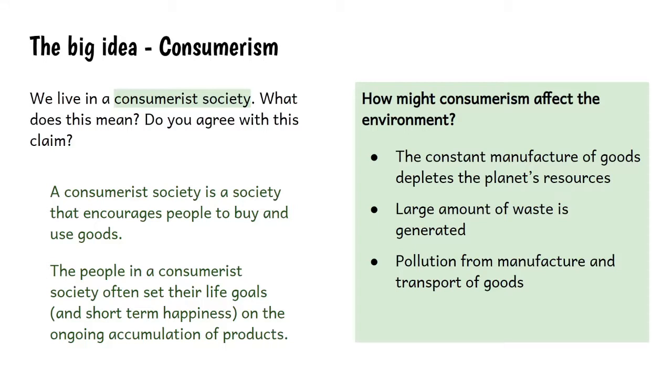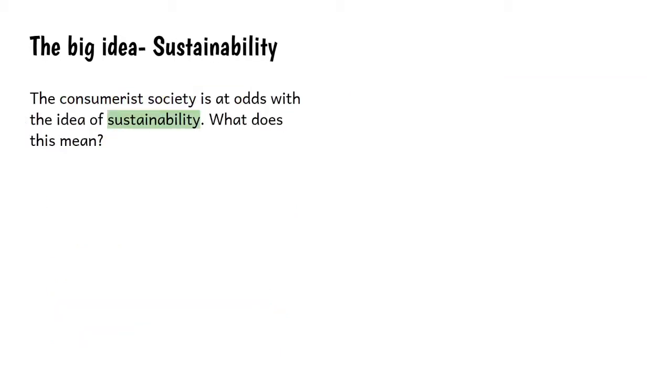Let's move on to our second big idea that we're going to get our heads around, and that is the idea of sustainability. Now, sustainability and the consumerist society are at odds with one another. There's a friction between them. They have to contend with each other. But what does this idea of sustainability actually mean? Well, if you want to have a discussion or a think about it, you can pause the video now.